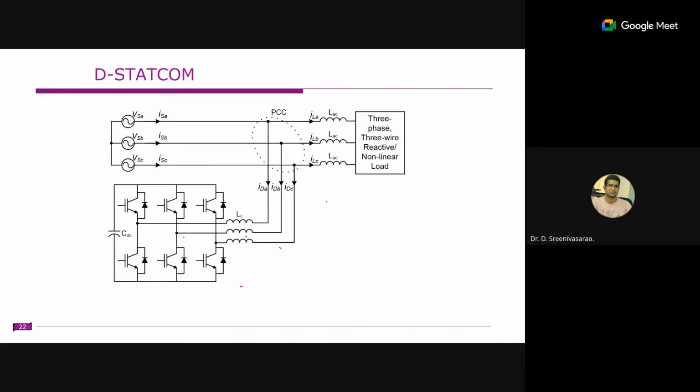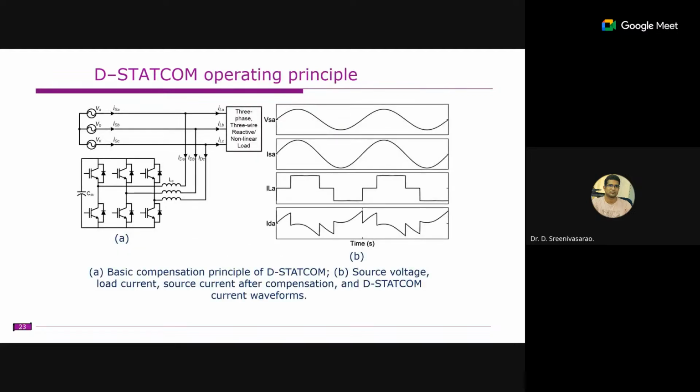The operation is very simple. This one is the source voltage, and this one is the load currents. Here we want to make the source current sinusoidal. And these are the harmonic currents on the other side.